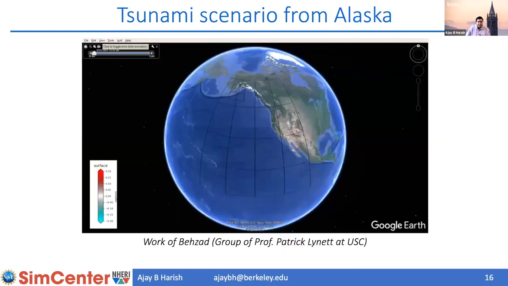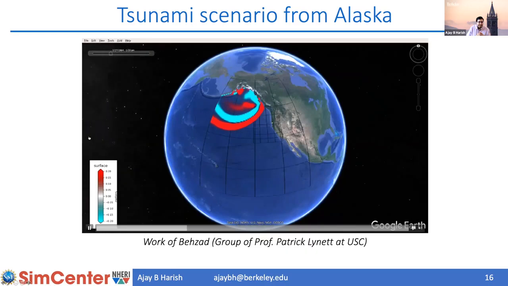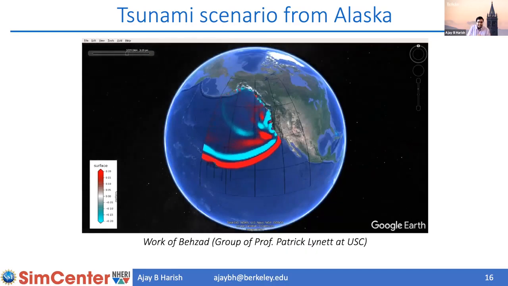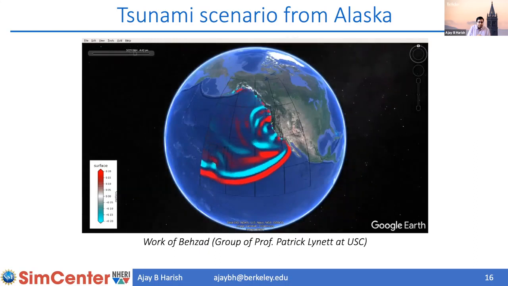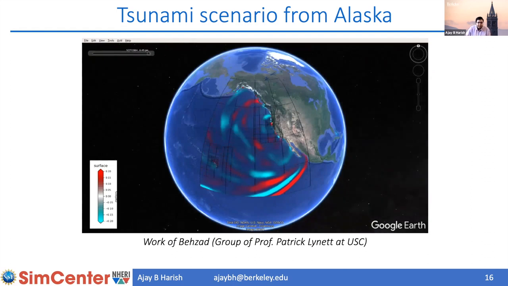Just to give you an idea, this was work done in collaboration with Professor Patrick Lynett at USC by one of his students, Bezad. It shows an earthquake on the Alaska fault, with Cascadia and Hawaii being the areas we are resolving. You can see a mesh around California and a small mesh around Hawaii, which is much more resolved than the larger mesh where we are running these tsunami simulations with GeoClass.